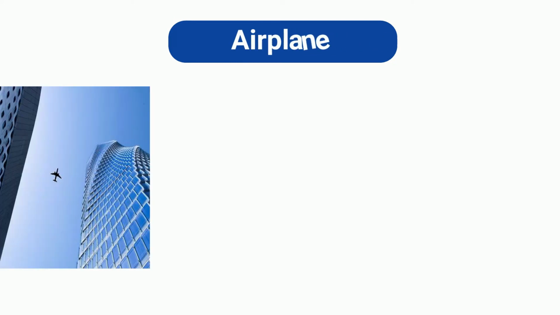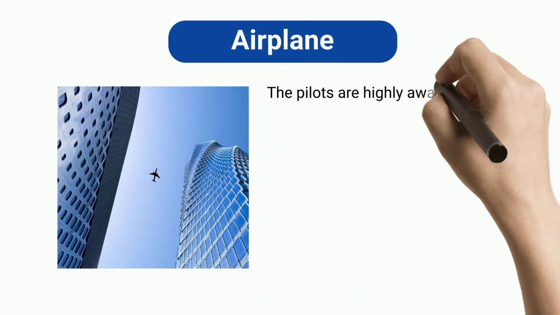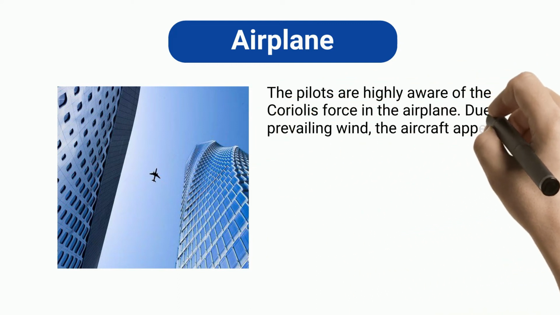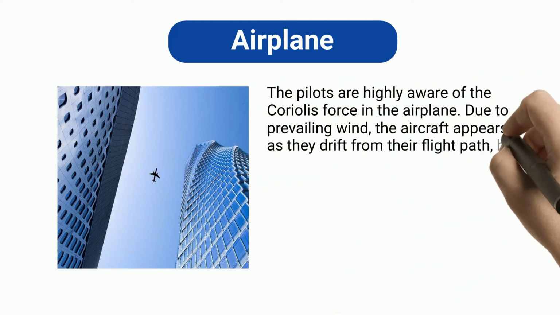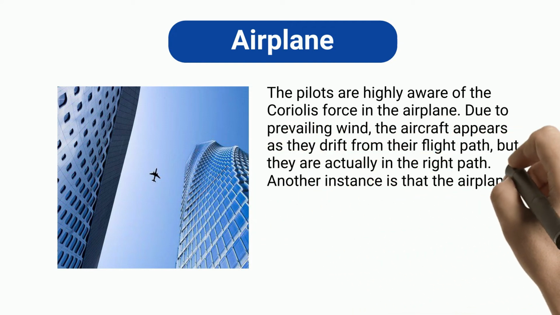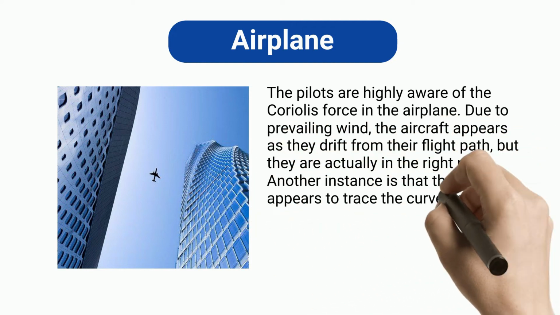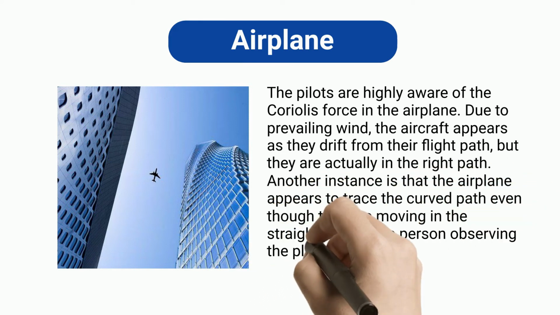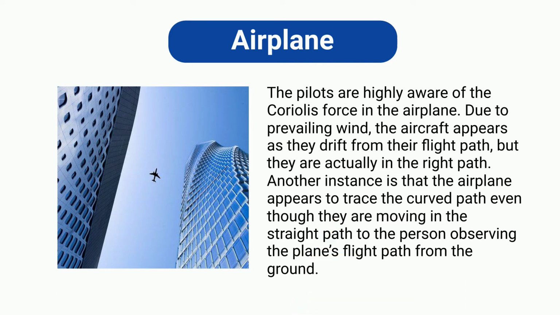Airplane. The pilots are highly aware of the Coriolis force in the airplane. Due to prevailing wind, the aircraft appears to drift from its flight path, but it is actually on the right path. Another instance is that the airplane appears to trace a curved path even though it is moving in a straight path, to the person observing the plane's flight path from the ground.